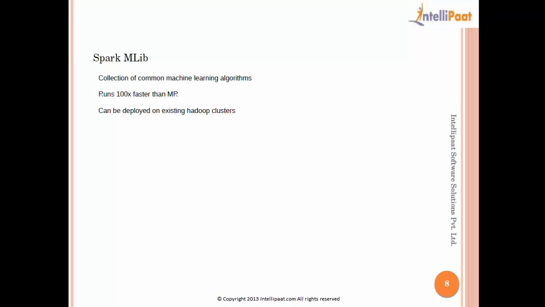And one more advantage is, because Spark is backwards compatible, it can be deployed on top of existing Hadoop clusters, on top of standalone or EC2 clusters, so that you can run machine learning algorithms in MLlib without modifying your infrastructure drastically. So that's one more advantage of Spark MLlib. All this is possible because we store data in memory.